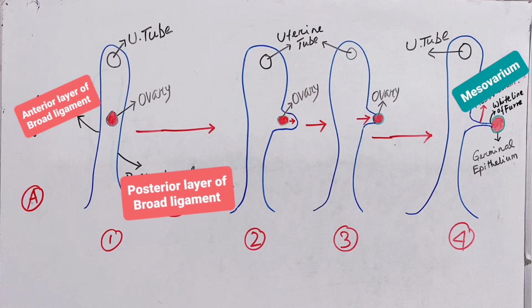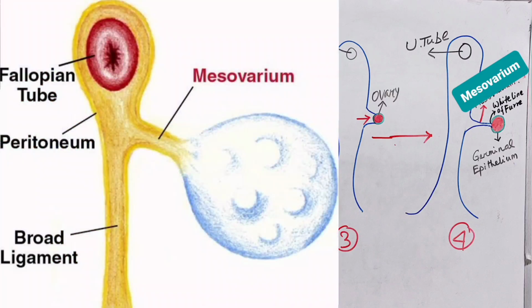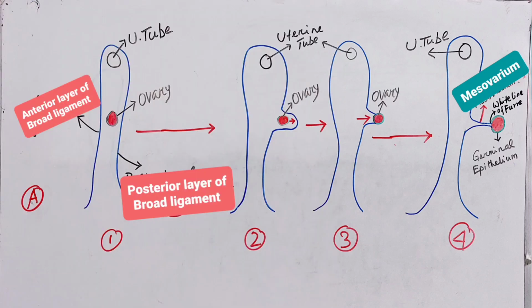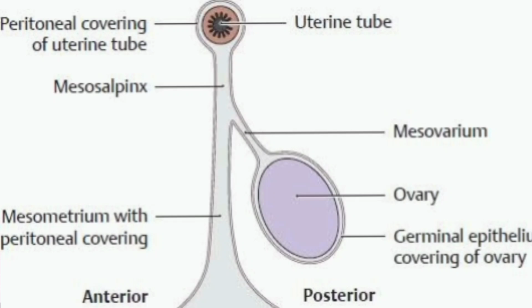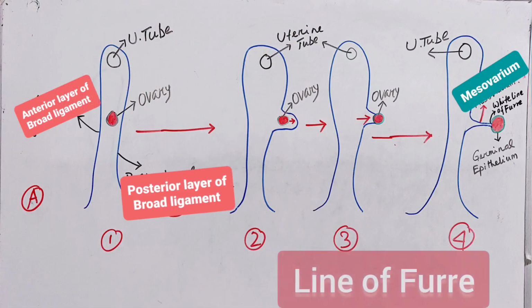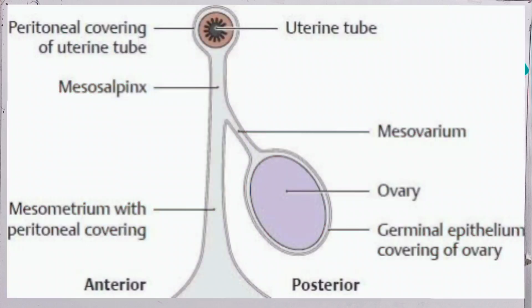One thing you might have noticed: in the fourth diagram, the ovary is outside the two layers of broad ligament, so the anterior border of the ovary is connected with the posterior layer. That side is lined by the mesothelial lining of the peritoneum, but the rest of the surface of the ovary is lined by the germinal epithelium, that means cuboidal epithelium. So at the junction of this mesothelial and the germinal layer of cuboidal epithelium, that transitional zone is called the line of Farre. So now we know that the ovary is behind the posterior layer of the broad ligament and connected to it by the mesovarium.